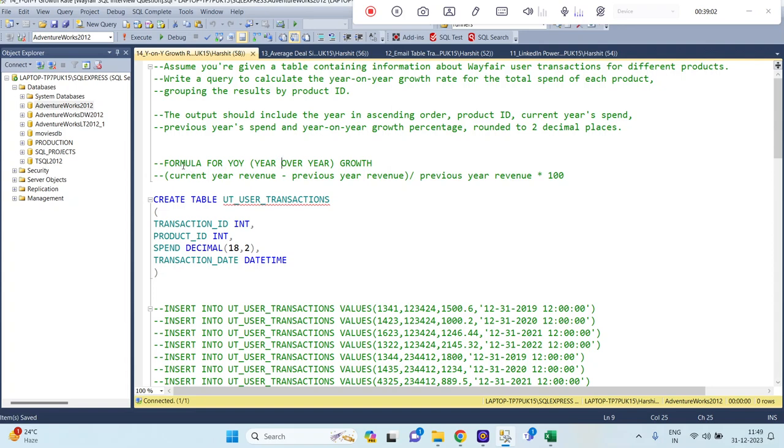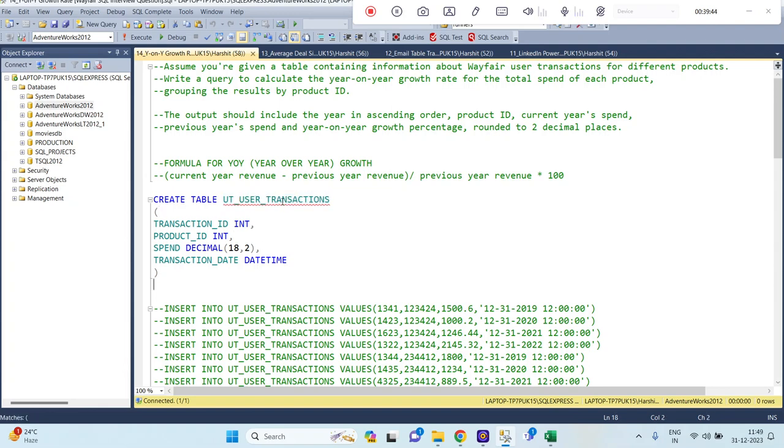So this is again the formula. The formula for year over year growth is over here: current year revenue minus previous year revenue, divided by previous year revenue, multiplied by 100. If you search it in Google, the year over year formula is standard. So in which, current year revenue minus previous year revenue. What is the previous year revenue? Divided by previous year revenue multiplied by 100.